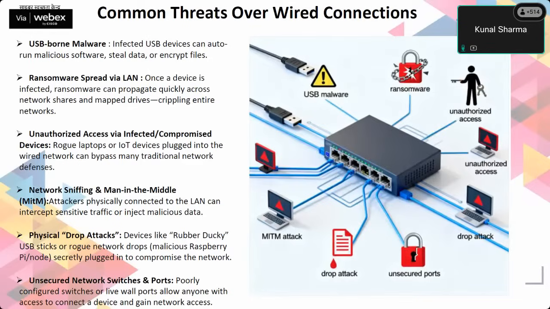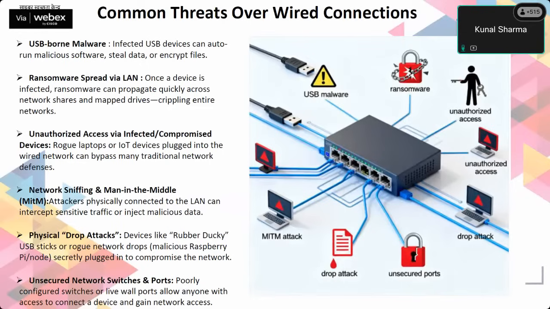Then there are network sniffing devices, wherein router tapping is done and all the network traffic is tapped by the attacker. That also happens at the router level, so we need to monitor that. Then there are physical drop attacks, like Raspberry Pi nodes that are added into our network, and then they act as an operating system and corrupt our network.